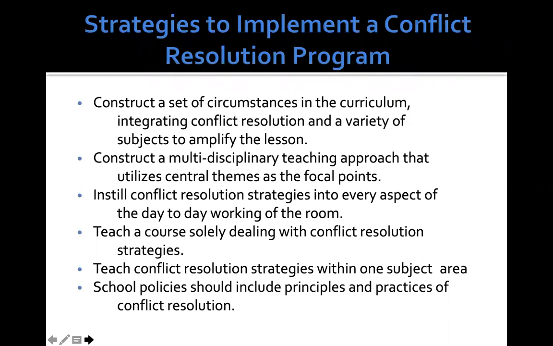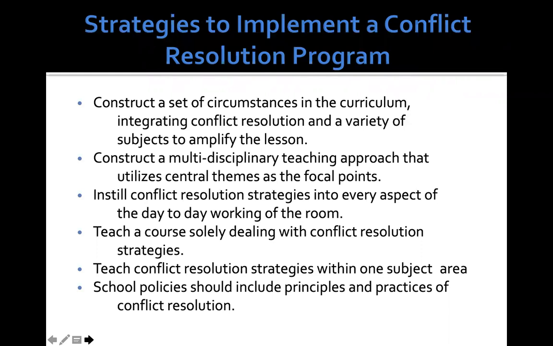So you want to construct a set of circumstances in the curriculum, integrating conflict resolution and a variety of subjects to amplify the lessons. So you want to get teachers on board, and then take opportunities with your lesson plans to just infuse that. Some of it will be intentional and some of it will just be hidden inside your curriculum, where you're just naturally teaching about when conflict can arise. Construct a multidisciplinary teaching approach that utilizes central themes as the focal points. So you want to talk about certain circumstances of conflict and situations and then have a more holistic approach.